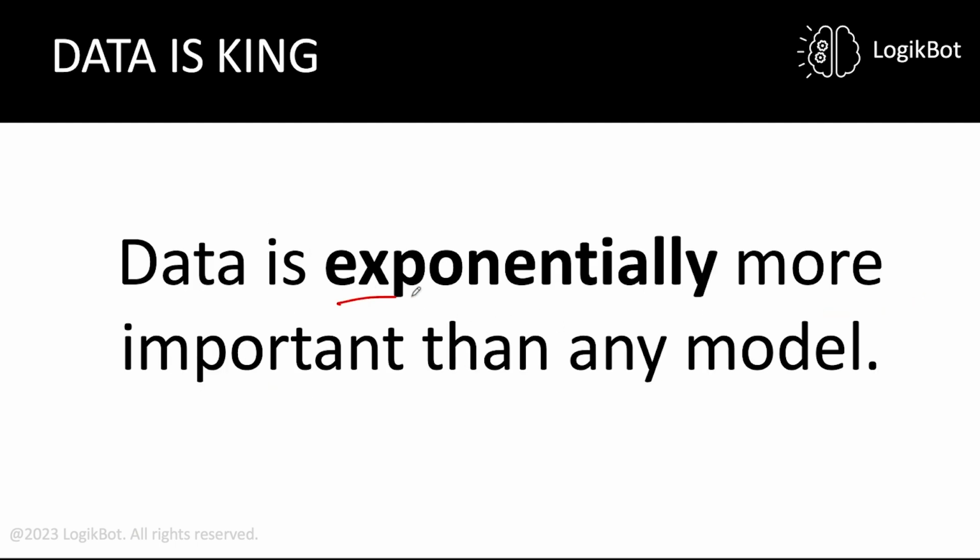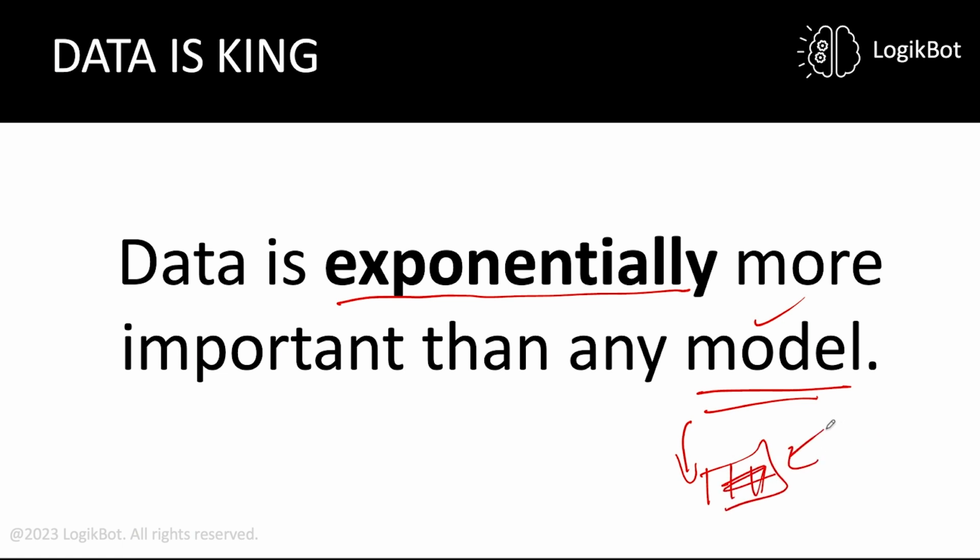Data is exponentially more important than any model. Machine learning is data. It really is. The model is irrelevant. Now, that's not necessarily true. I'm saying this to make a point that the data you have, the amount of data, the cleanliness of the data, the completeness of your data is more important than the model. Because if you have the right amount of data and it's cleansed correctly, you can use a lot of different models.